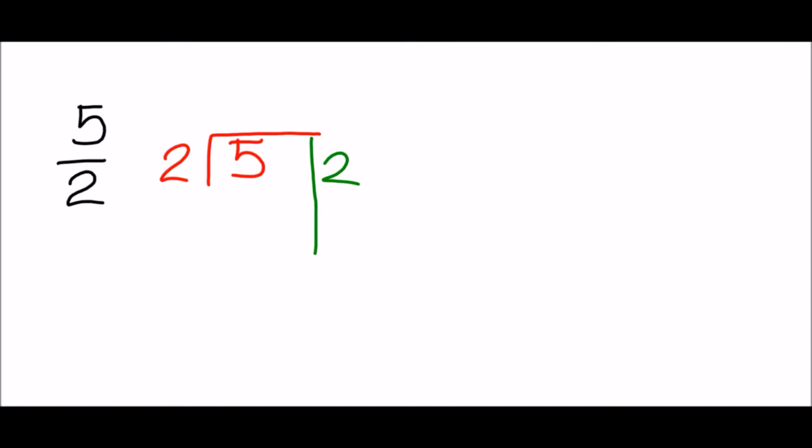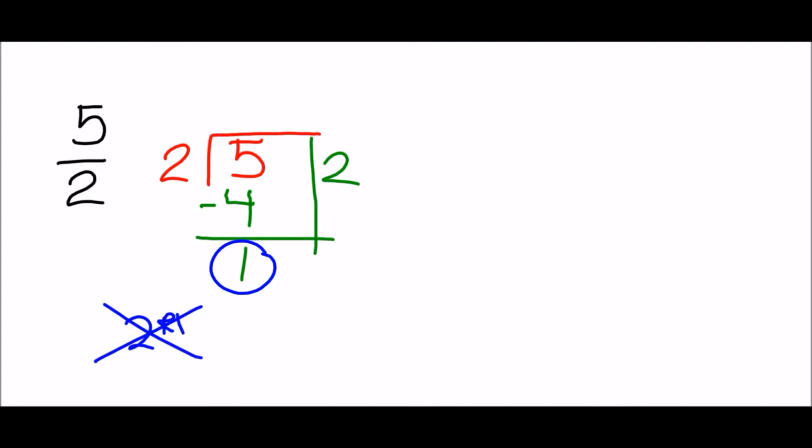So this way we say there's 2 2's in 5. 2 times 2 is 4. Do the subtraction. We get a remainder of 1. If you're doing a regular division problem, you just put a remainder 1 on the top in your answer. But in this case, that 1 is actually 1/2. We don't want to say 2 remainder 1 like a regular problem, because what we have left over is 1/2.